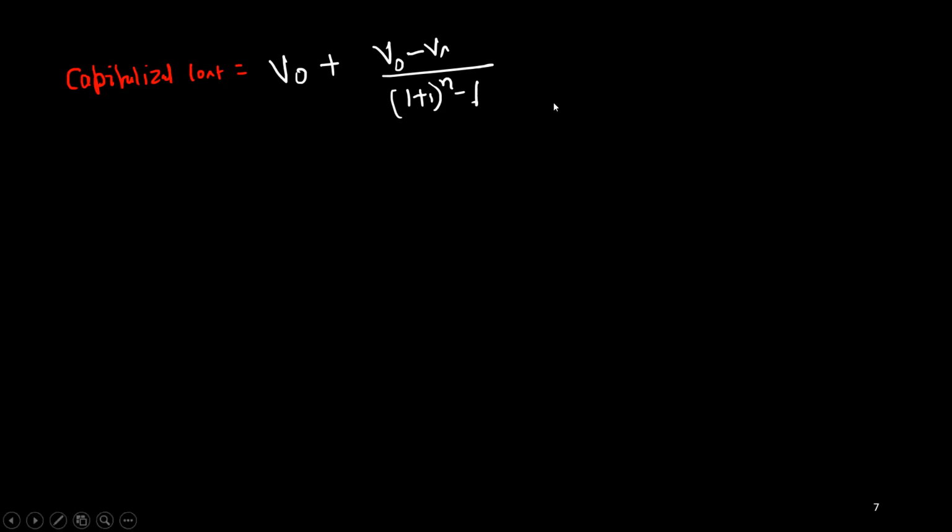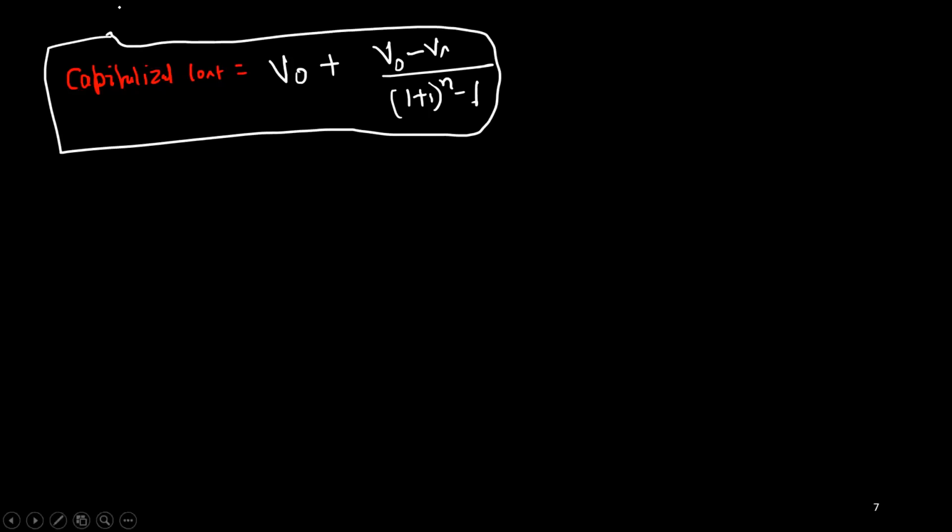So now the capitalized cost will be equal to what? That is your V naught plus the present value of the replacement cost. So that is equal to V naught plus (V naught minus Vs) divided by (1 plus i) whole to the power n minus 1. Right? Fine. So this one will be your capitalized cost formula.